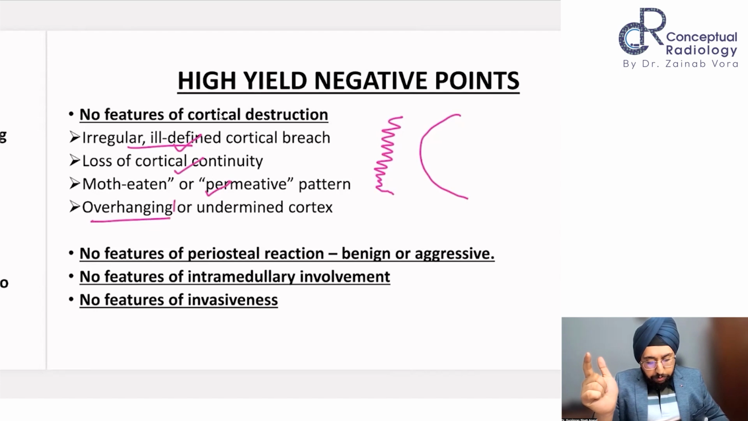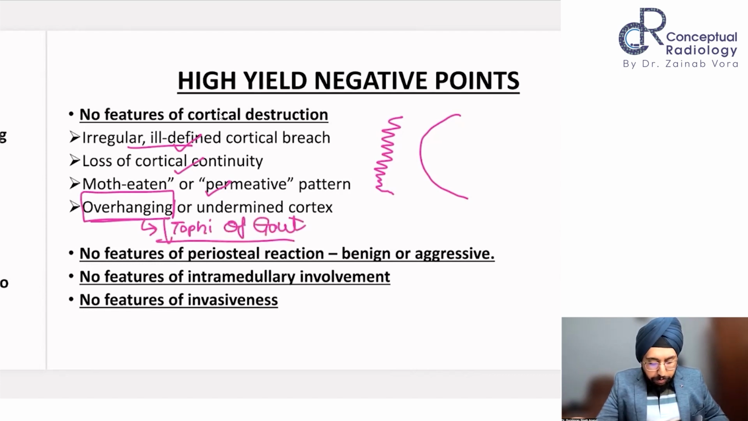So can you tell me where do we see the overhanging cortex sign? And by saying that we are not having any overhanging cortex, what are we ruling out? Yes, what we are ruling out is tophi of gout, because those are the ones which present with juxta-articular erosions, but the scalloping can be similar. But we need to have some overhanging cortex sign, because it's actually erosion.